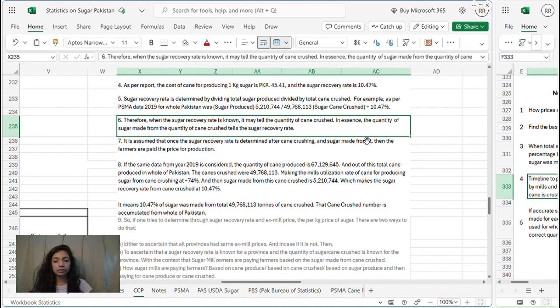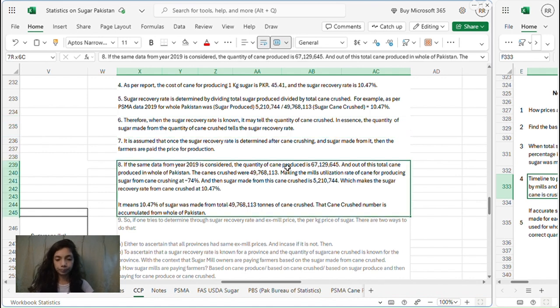So, this other sentence is the same, just written differently. When you have the quantity of sugar made from the cane that you have crushed, that tells you how much sugar is made from the cane crushed by the mills. And when you divide the sugar made by the total cane crushed, you get the sugar recovery rate, which indicates that this cane produced this quantity of sugar.